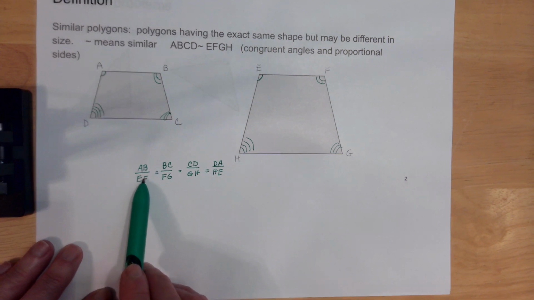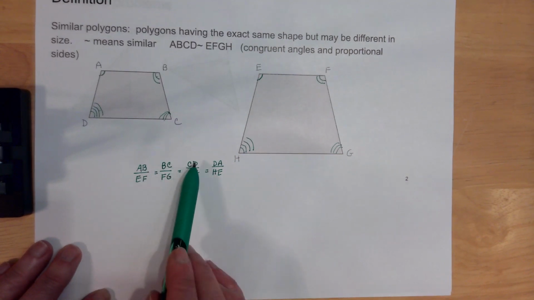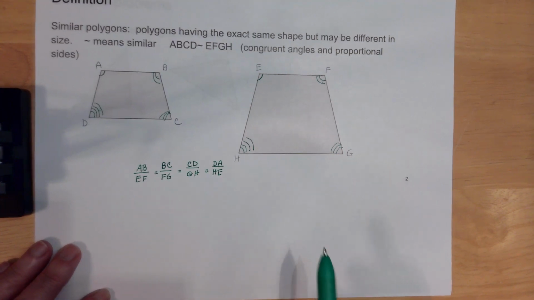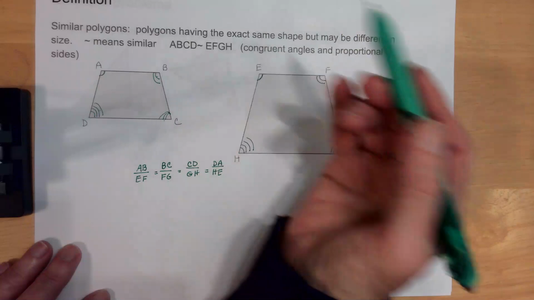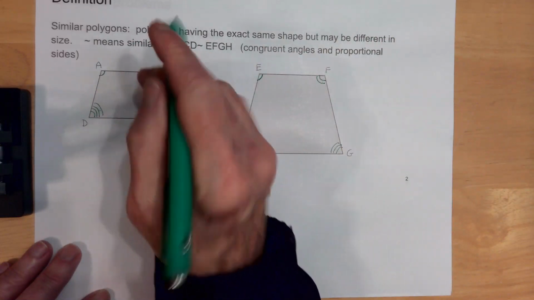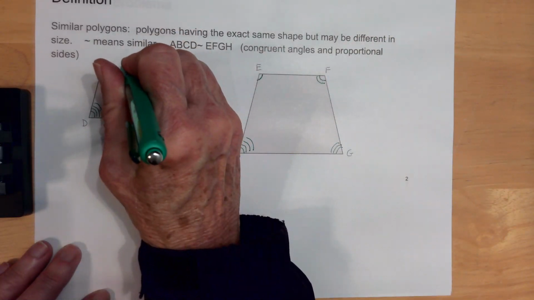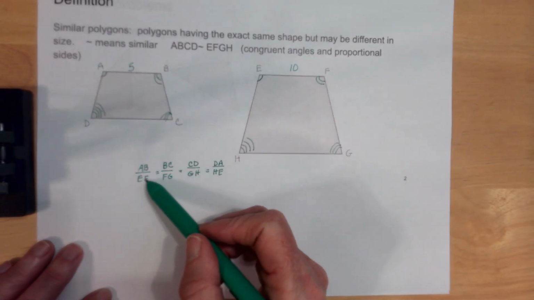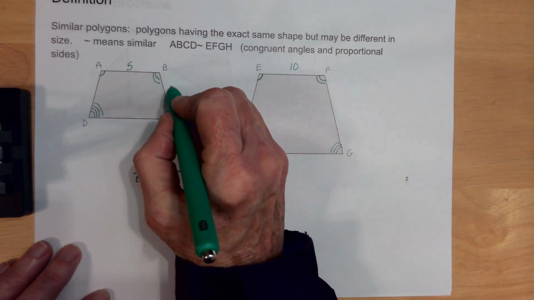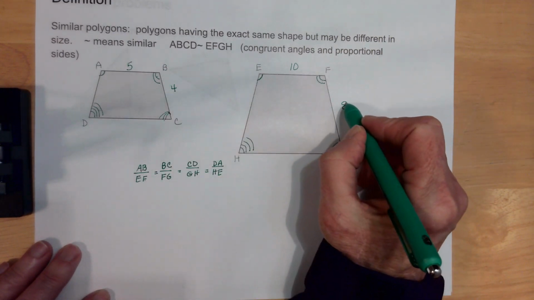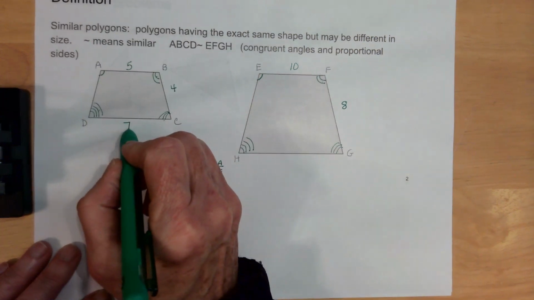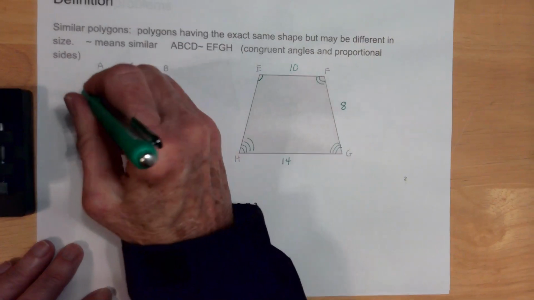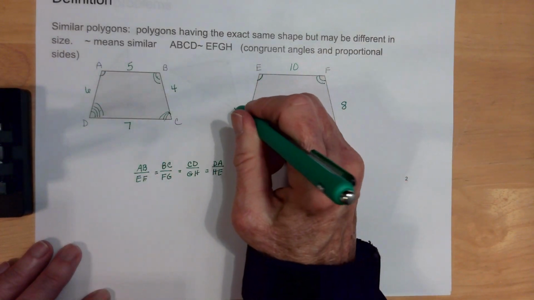So if this is 1 to 2, this would have to be 1 to 2, this would have to be 1 to 2, and this would have to be 1 to 2. So for instance, let's say this is double what that is. Let's say this is 5, this would be 10. So I would have a 5 to 10 or a 1/2. If this is 4, then this one would have to be 8. If this is 7, then this one would have to be 14. If this one over here was 6, then this one would have to be 12.